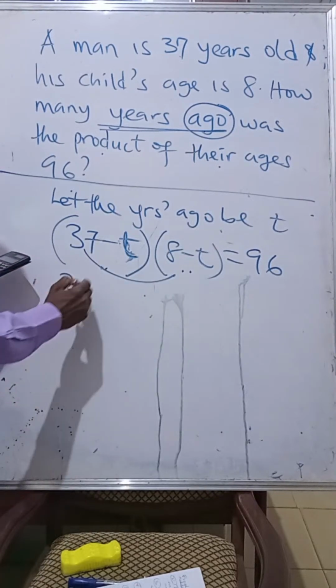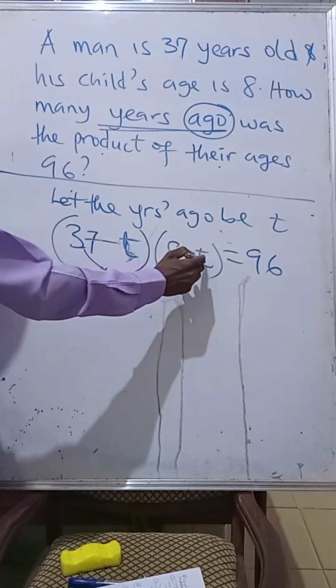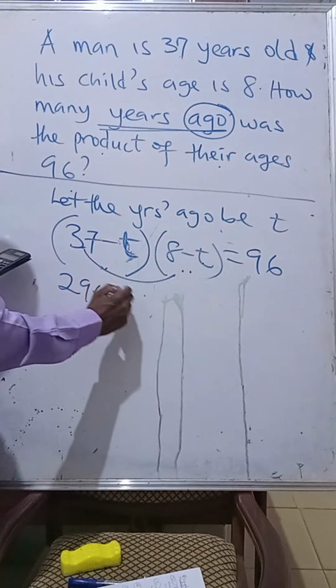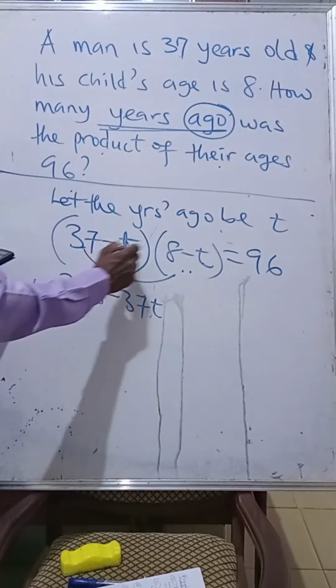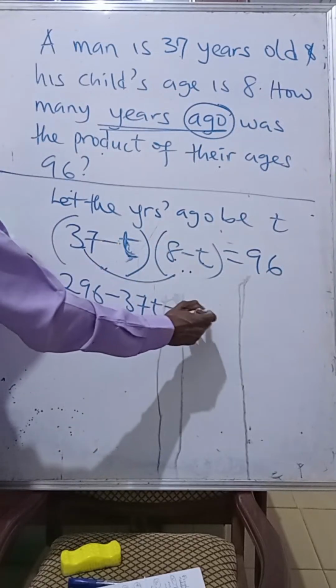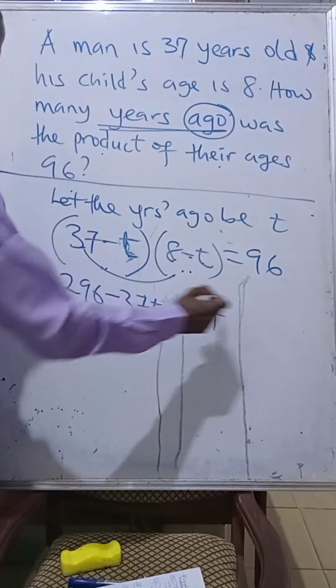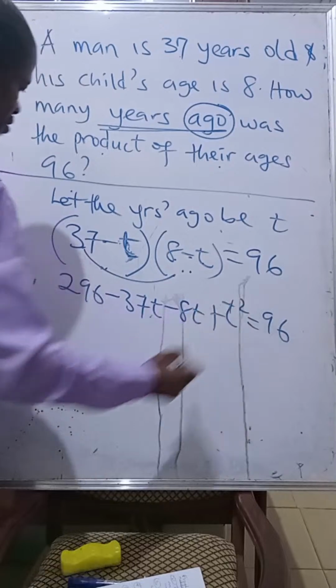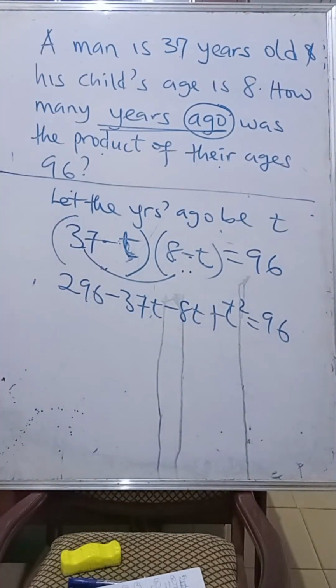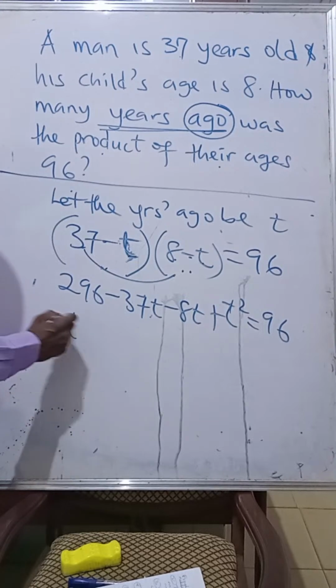That's 296. 37 times minus t, 37 minus 37t. So this one times this one, that's minus 8t. Minus times minus, that's plus t squared, equal to what? 96. So that's what we have in that place. Then we can arrange it in order.